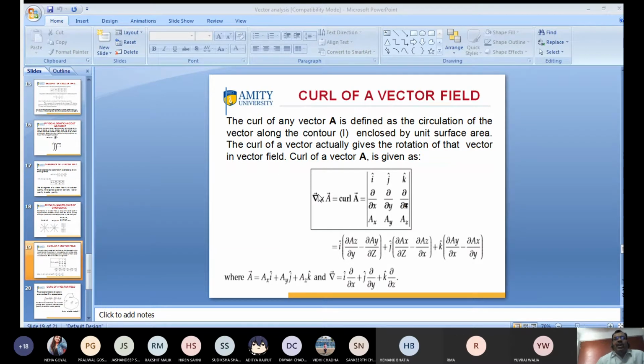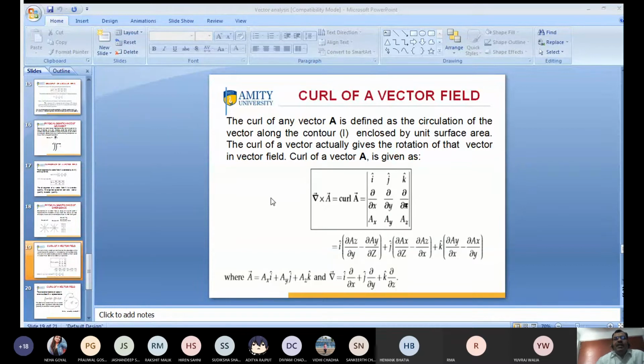So what is curl? Curl represents the rotation. Rotation means direction. This is a vector quantity, so it represents the rotation. The curl of a vector actually gives the rotation of that vector in the field. So it can be expressed in terms of a determinant.